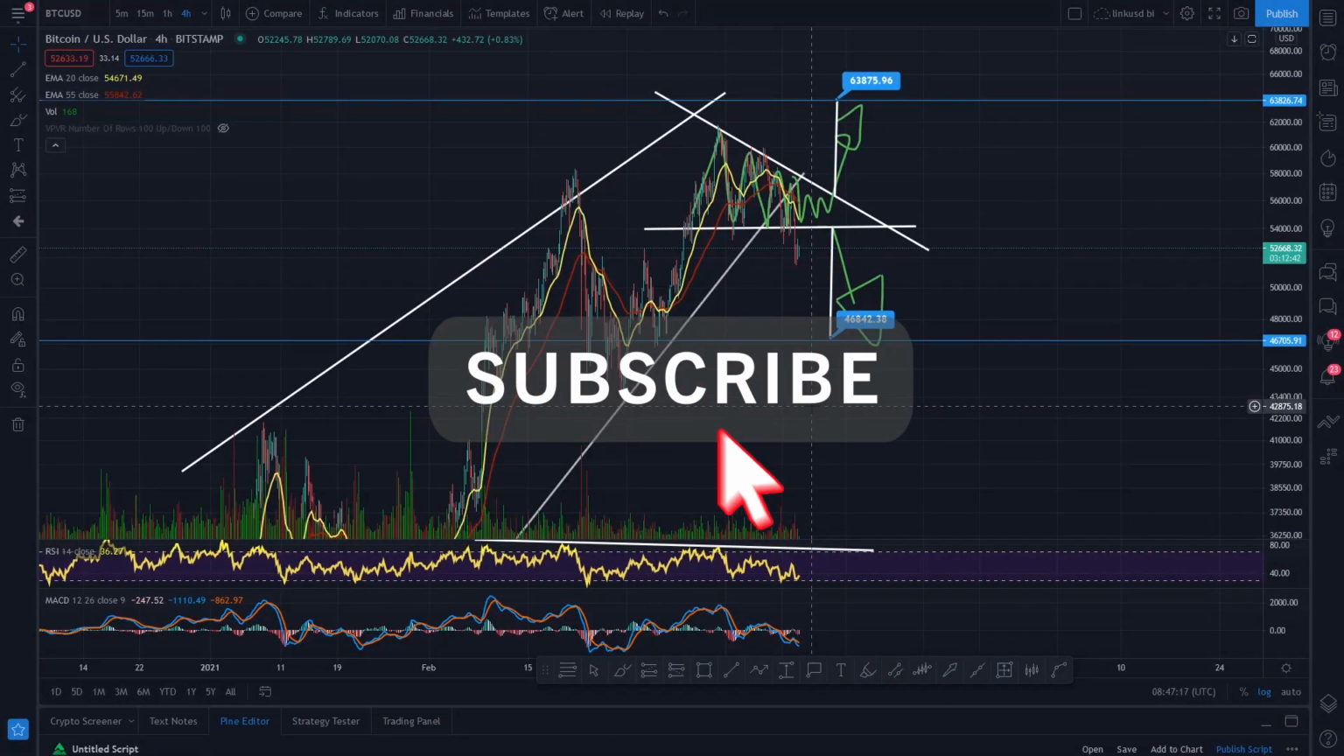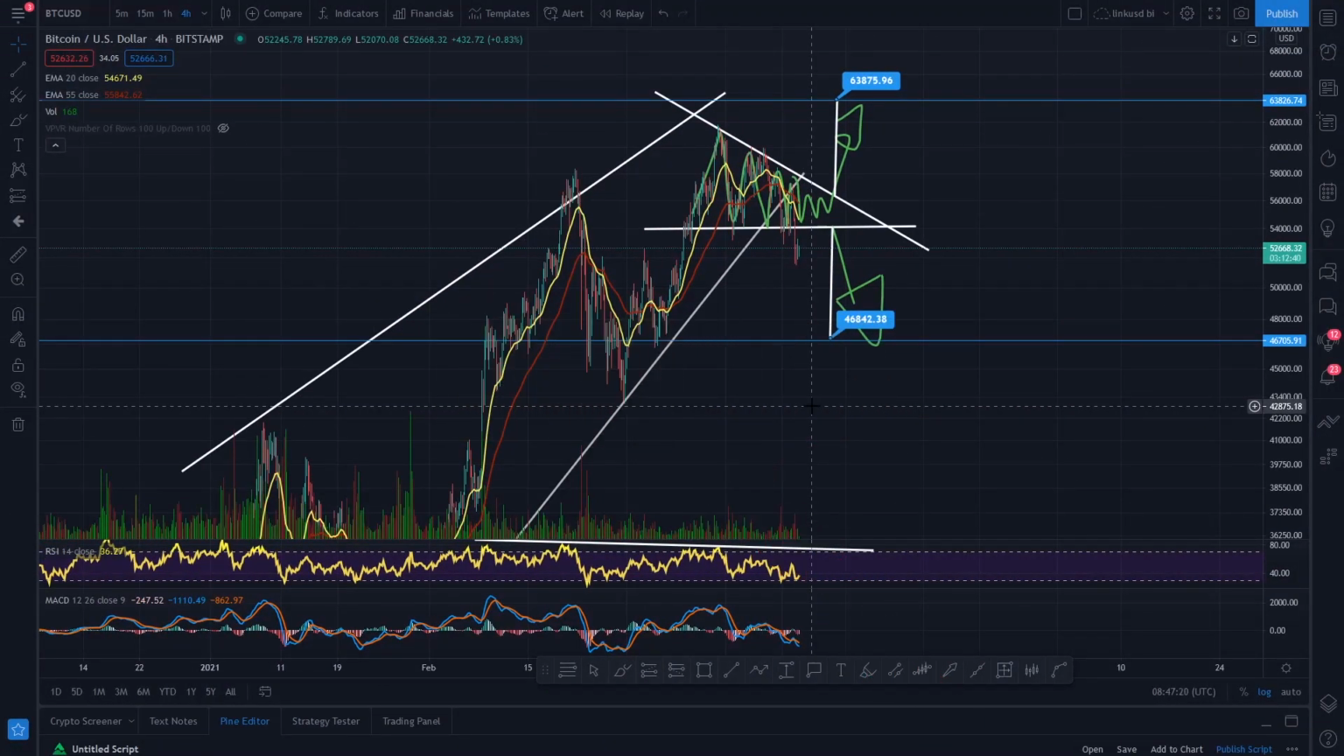This is CoinsKid. Obviously, we've had a bit of a correction in the evening there, and this is Bitcoin on the 4 hourly, guys.